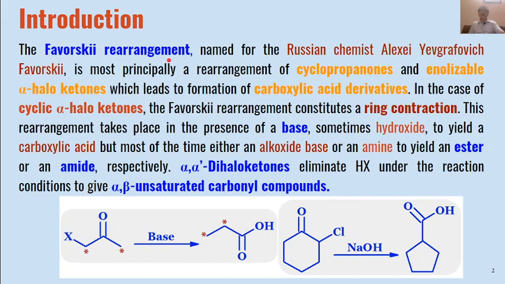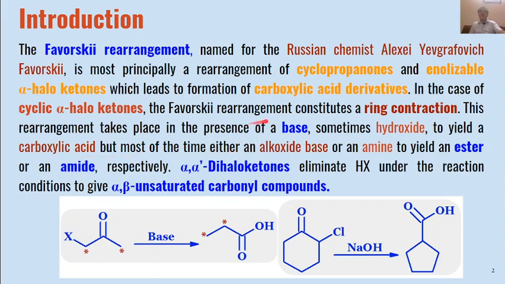the Favorskii rearrangement. And when we use cyclic alpha haloketones, then ring contraction may also take place in case of these types of substrates through Favorskii rearrangement. As I have told you, the reaction takes place in presence of a base, and the most commonly used base is hydroxide ion, and this hydroxide ion will give us carboxylic acids as the products.